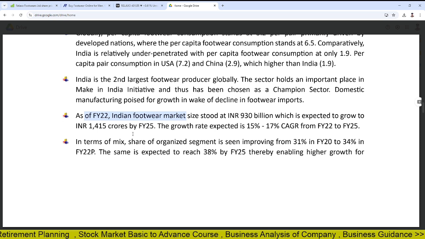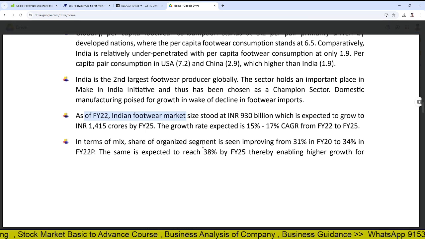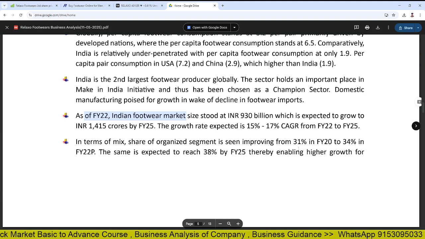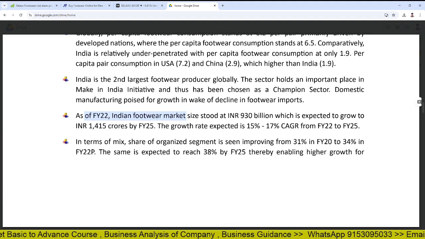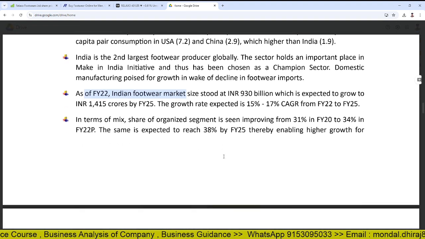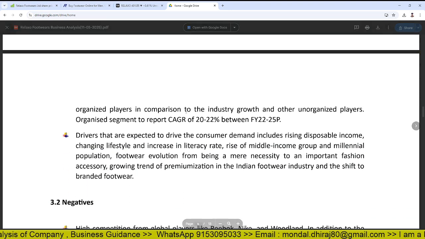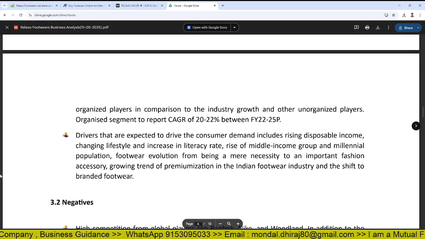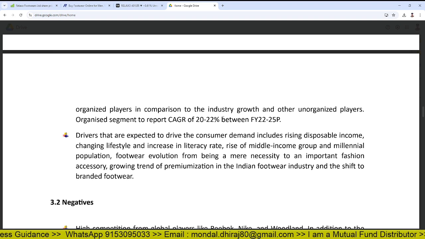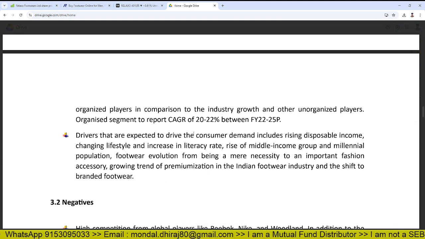In terms of revenue mix, the share of the organized segment is seen improving from 31% in FY20 to 34% in FY22. The same is expected to reach 38% by FY25, thereby enabling higher growth for organized players in comparison to industry growth and unorganized players. The organized segment is to report a CAGR of 20 to 22% between FY22 and FY25.